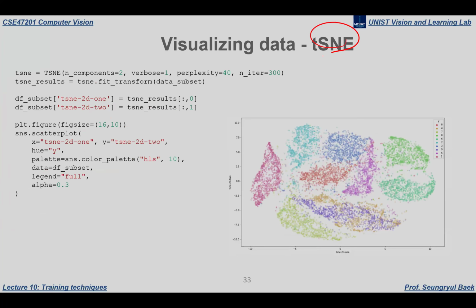And t-SNE is also similar. You can apply t-SNE here, and by setting this variable, you can adjust the number of dimensions of the resultant vector. This is the t-SNE result, registering its first and second axes as the X and Y in this figure, and drawing this type of figure.